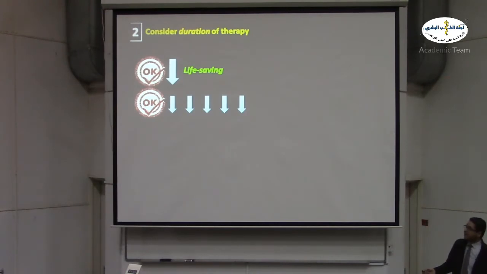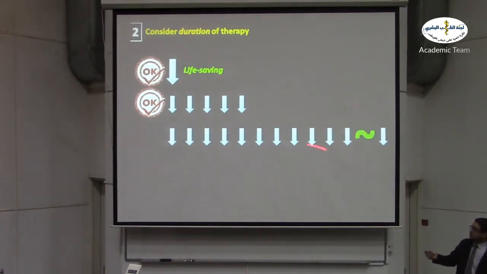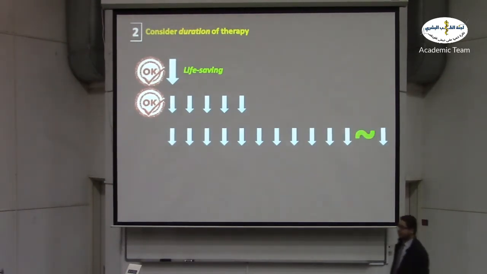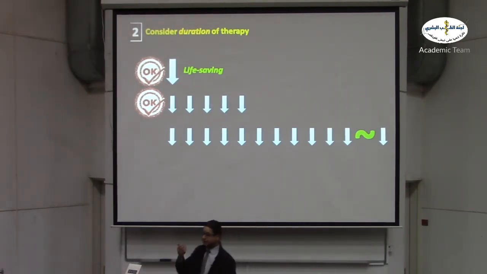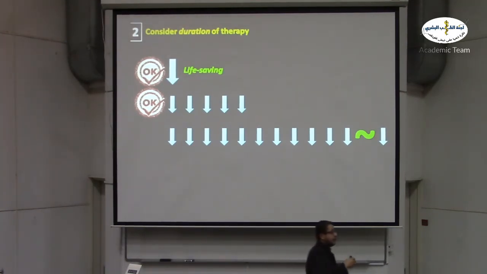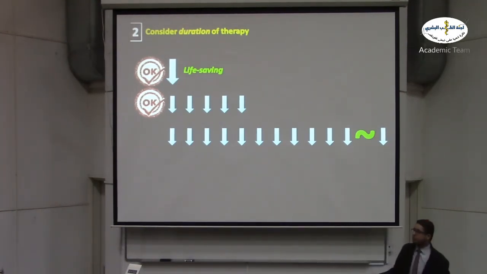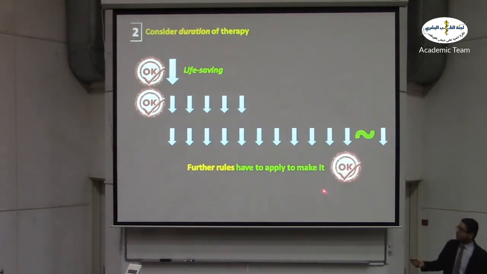That's fine. لكن المشكلة وين بتصير؟ إذا أنت كنت مضطر to give the drug for more than 7 days or 10 days or even longer. حتى في ناس ممكن توصل لثلاث أشهر and so on. This is a very long duration of therapy with glucocorticoids. Now, to make it okay, you have to apply other rules.